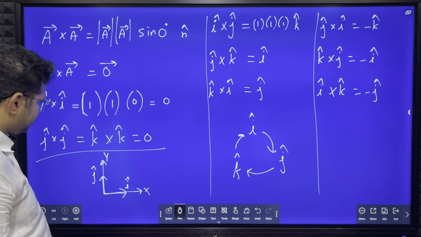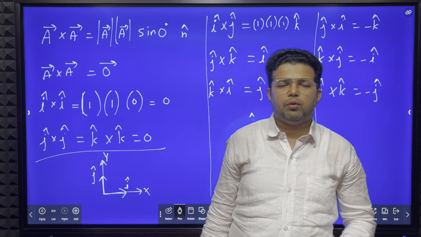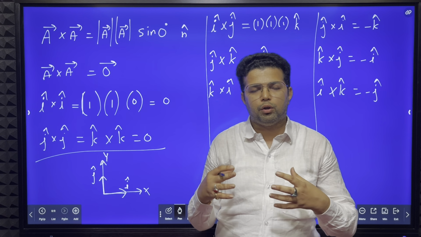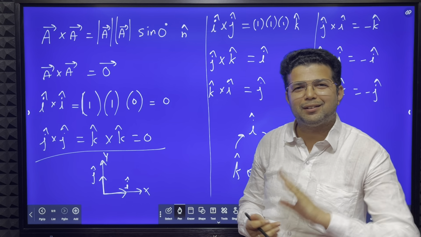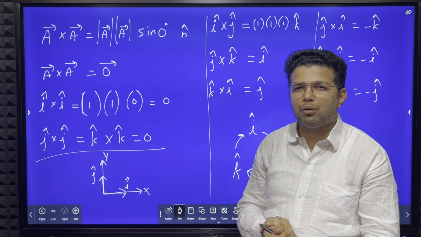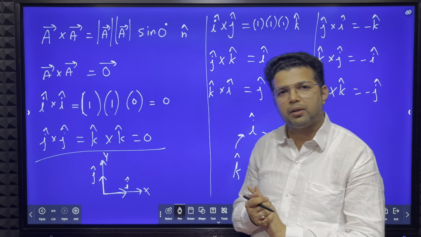Okay, so this is about cross product. There is one more easy way to simplify cross product using something called the determinant method. Okay, since I am doing a bridge course, I am not going into detail on that topic. Okay, this definition of cross product is enough.